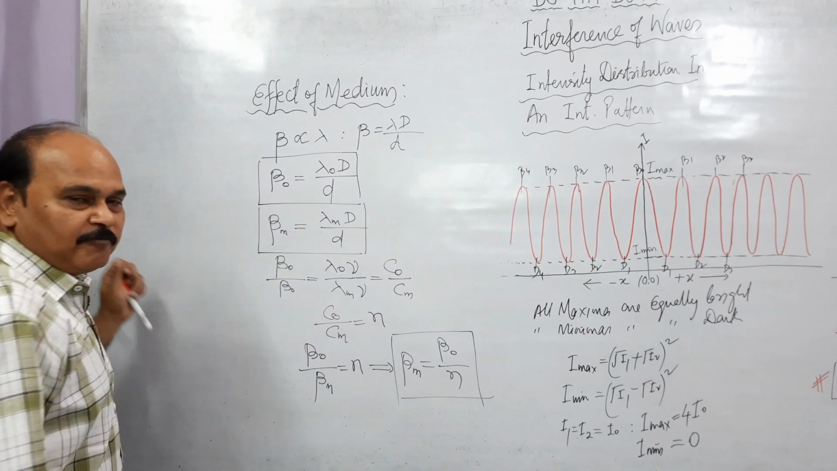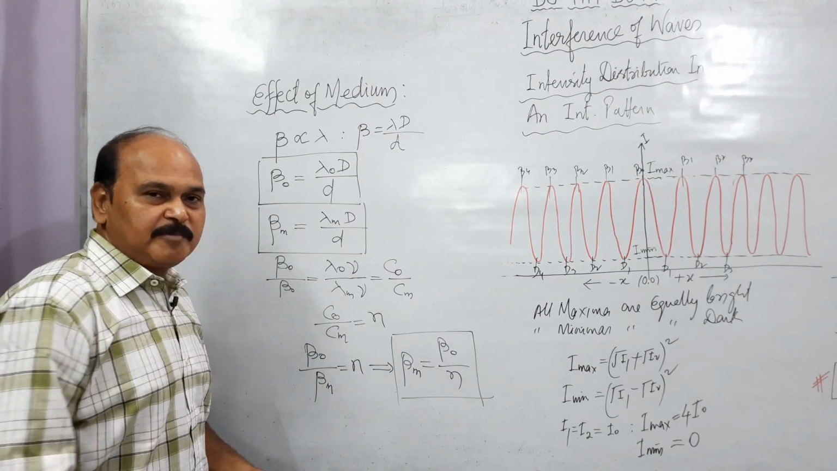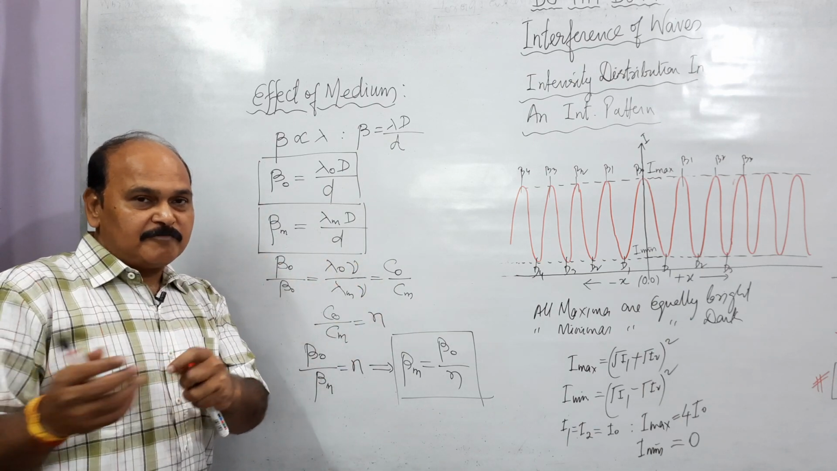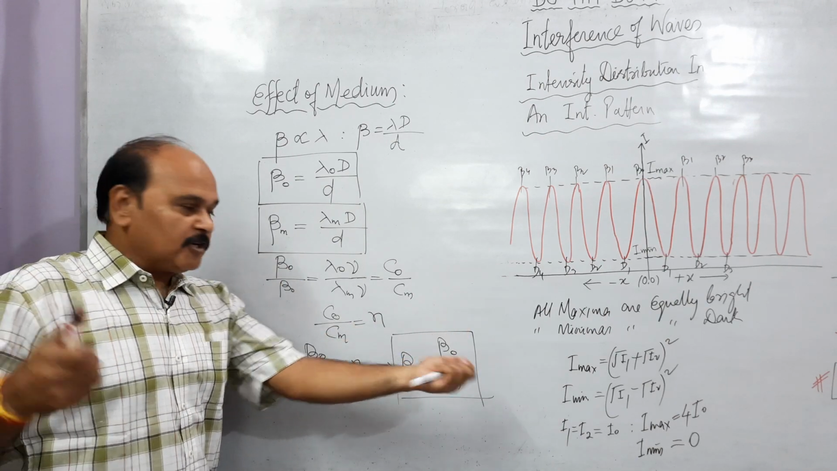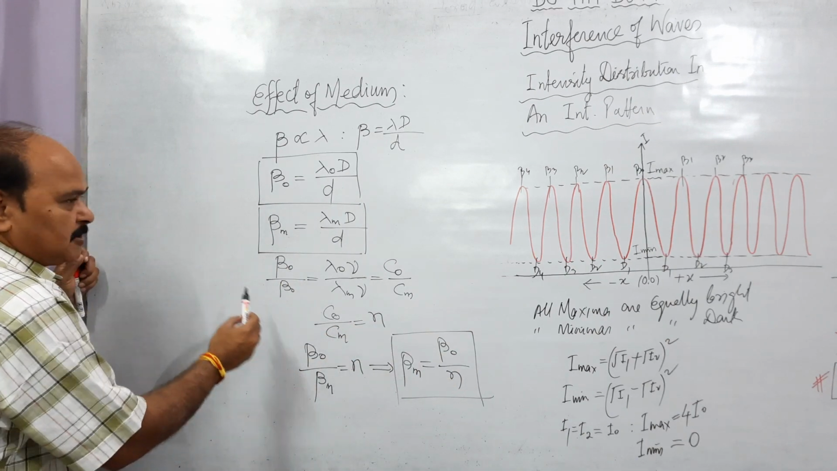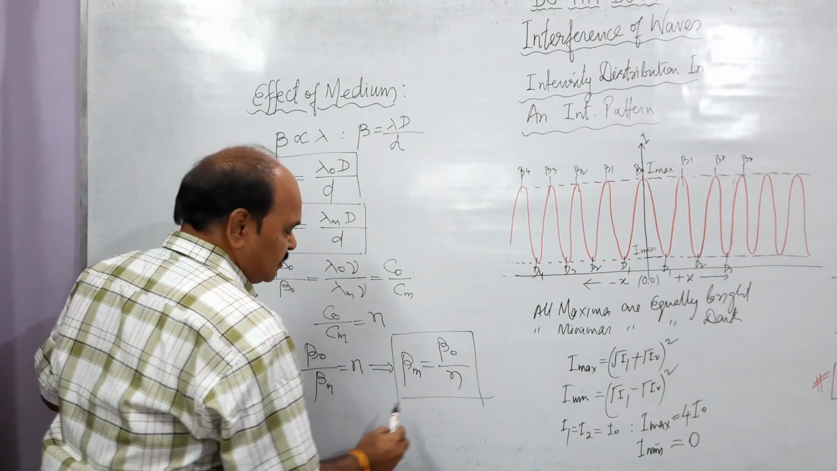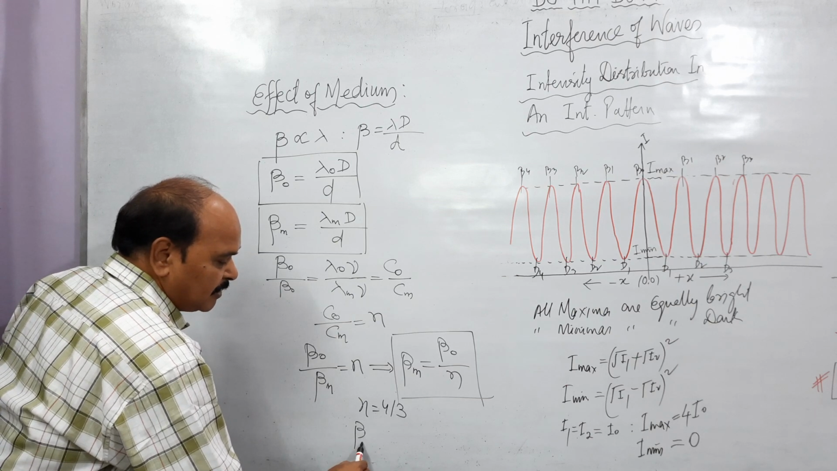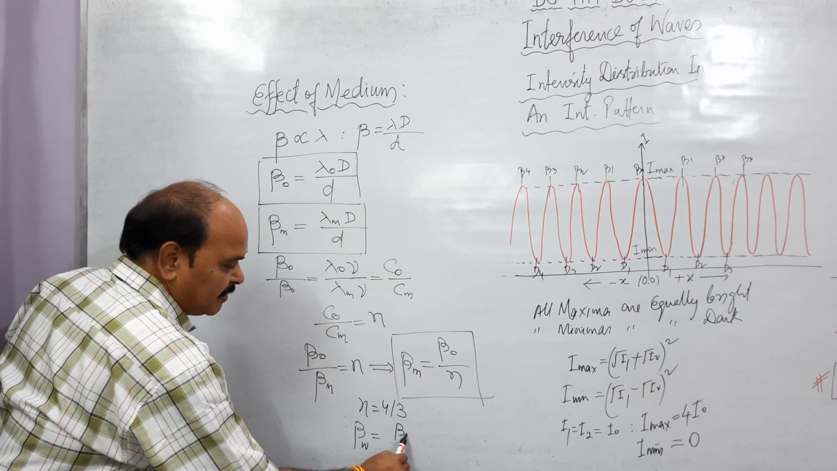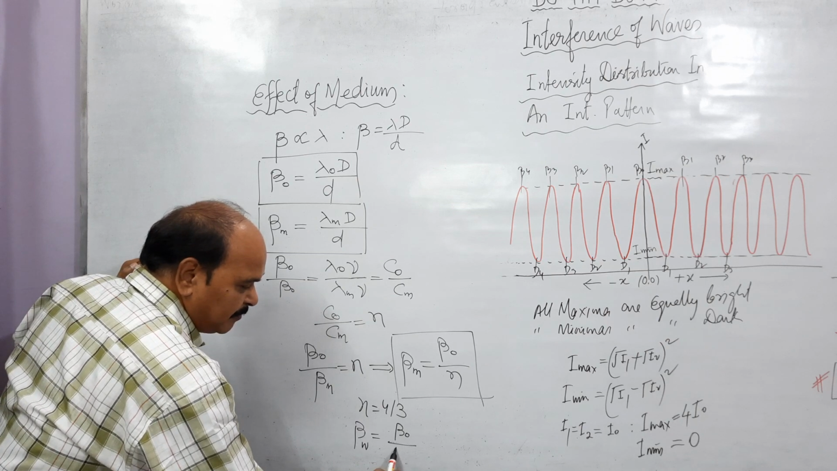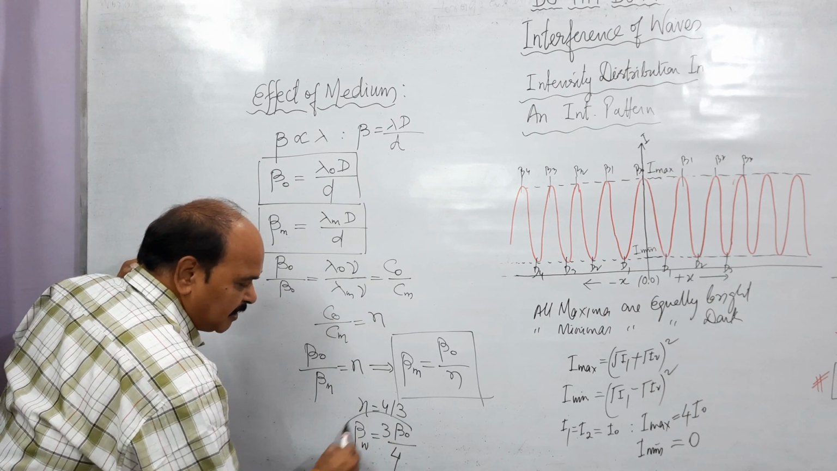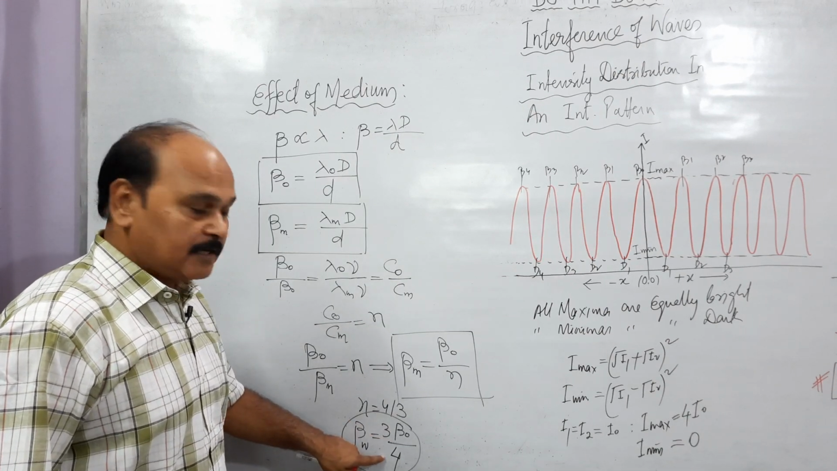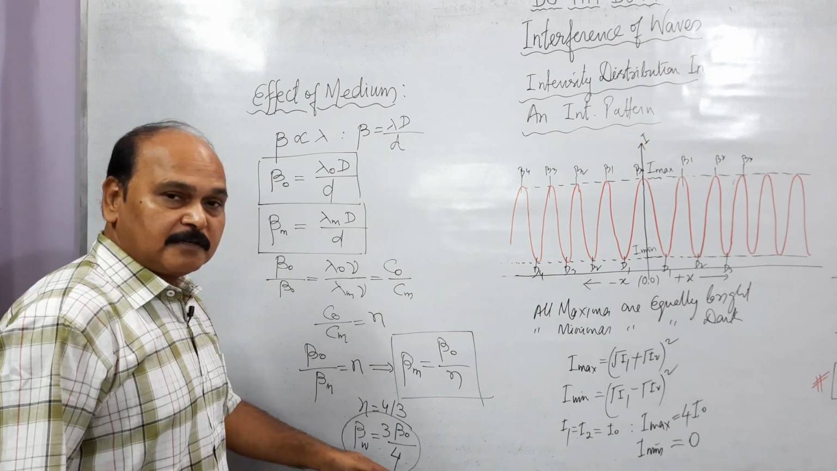So what happens when the YDSE setup is taken into a denser medium? The fringes come closer, and if the YDSE setup is taken into a rarer medium, fringes become wider. What is fringe width in water? We know the refractive index of water is 4 by 3. That means fringe width in water is fringe width in air upon 4 by 3. 4 by 3 means this is 4 and 3 moves up. That means fringes in water are 3/4 times the fringe width in air.